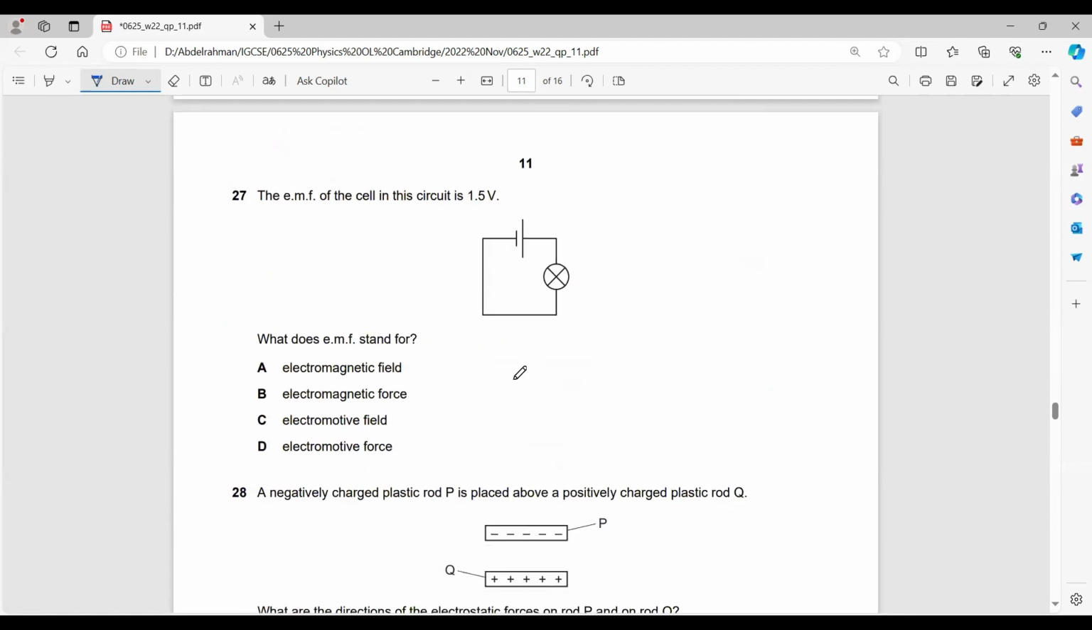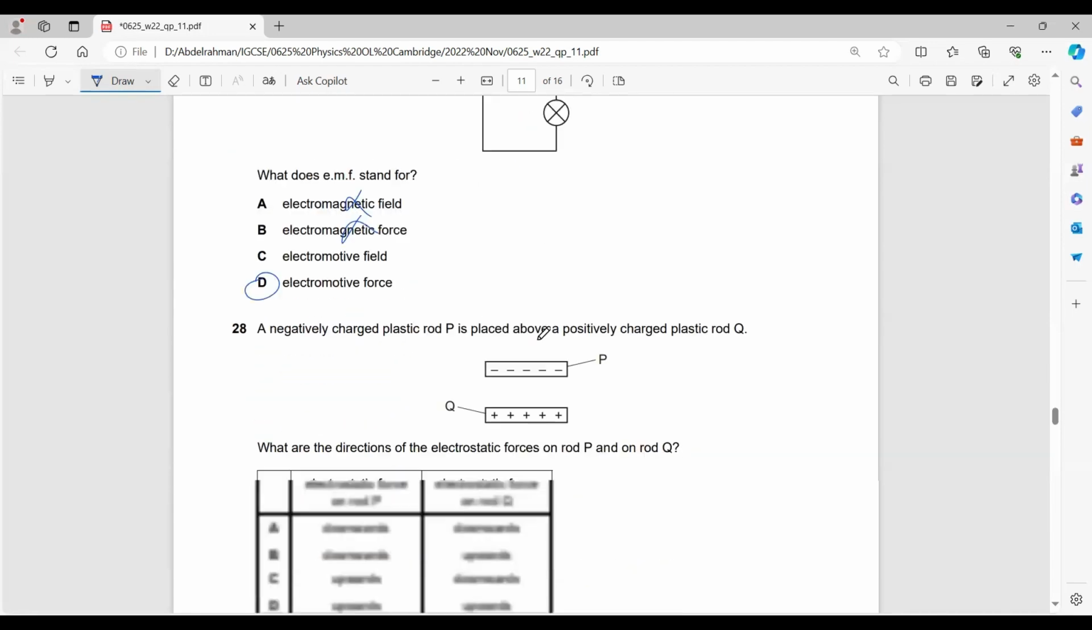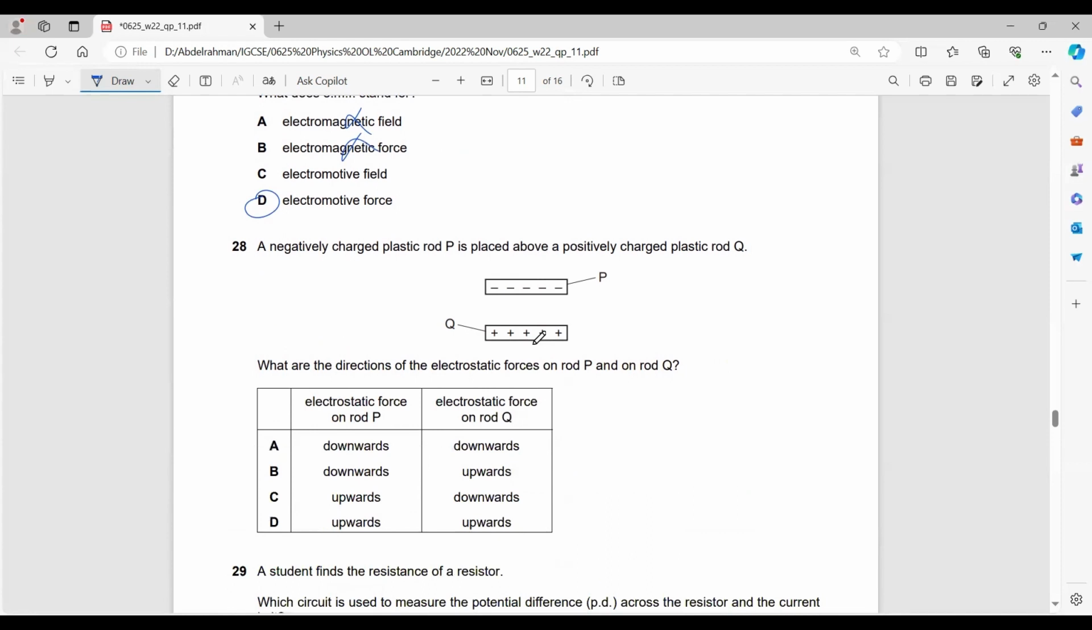What does EMF stand for? EMF is the electromotive force, not electromagnetic. Okay, electromotive force. What are the directions of the electrostatic forces on rod P and rod Q? What does he mean by this question? In which way is rod P pulled or pushed? And in which way is rod Q pulled or pushed?